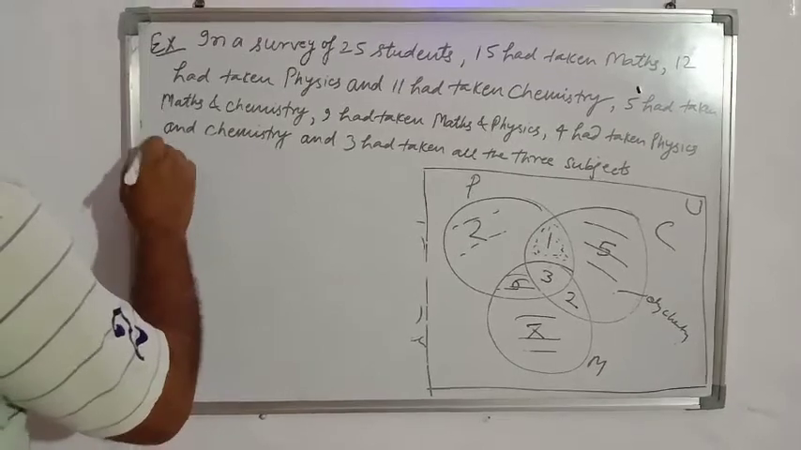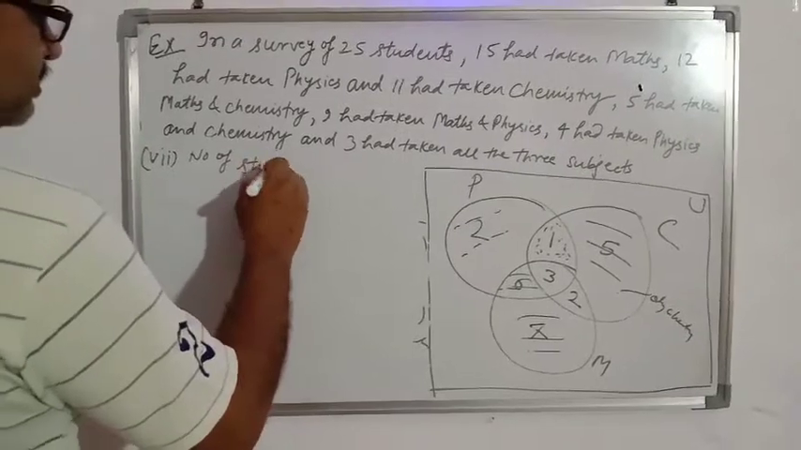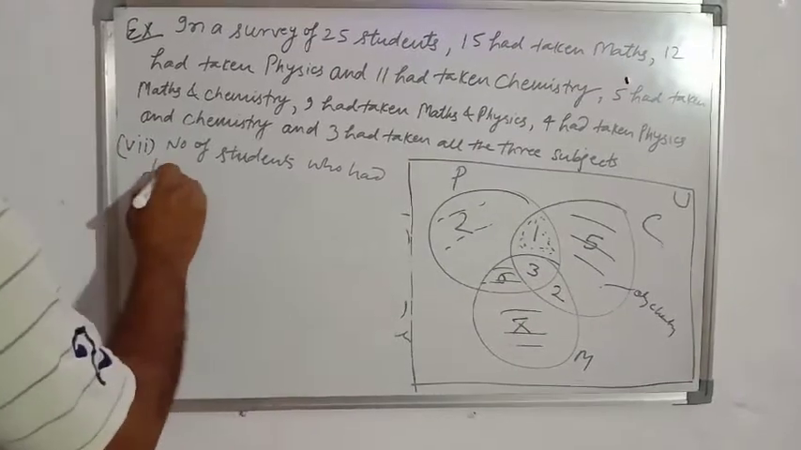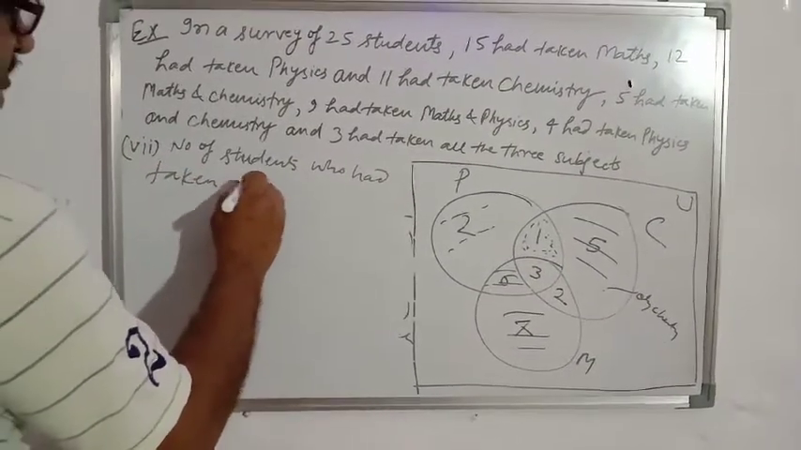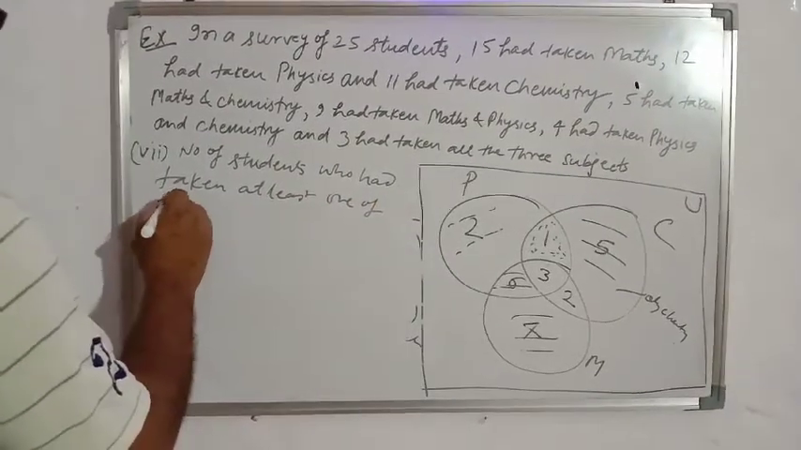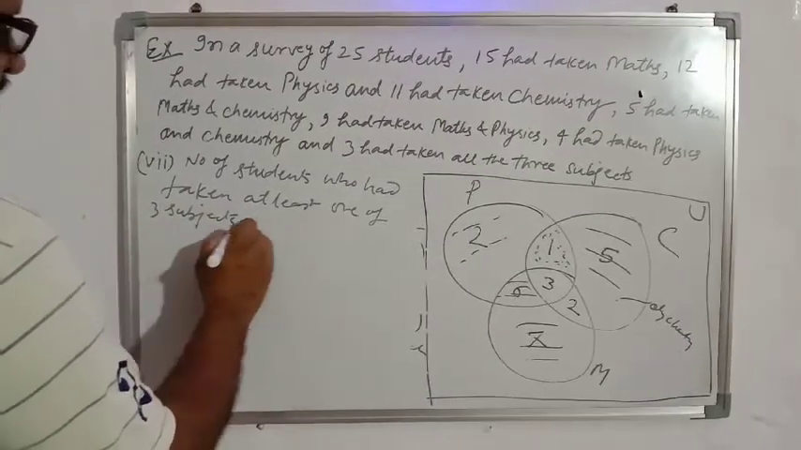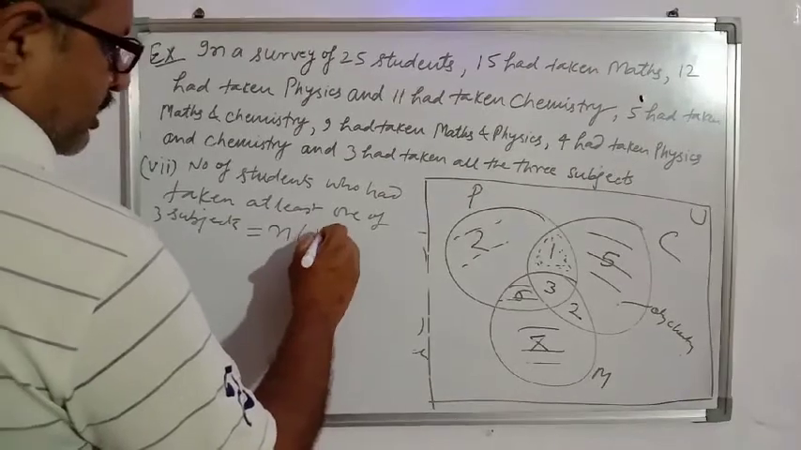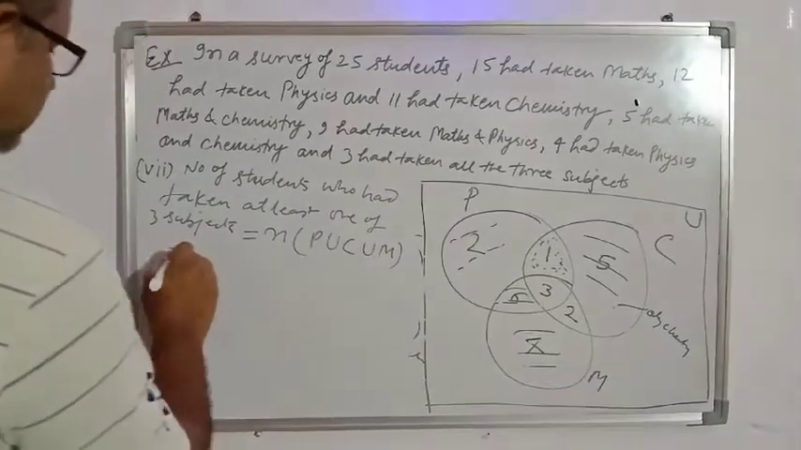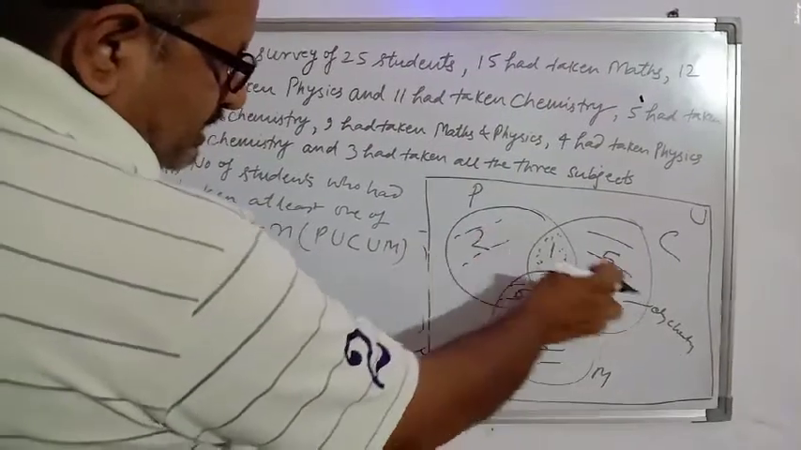Seventh part, number of students who had taken at least one of the three subjects. It means we have to find the union of physics, chemistry and math. At least one of the subjects means we have to take the union of physics, chemistry and math.